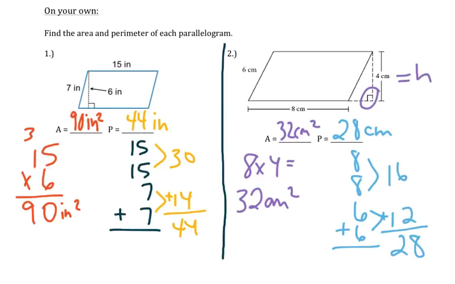So you can go ahead and check your answers. My area for the first parallelogram was 90 inches squared, perimeter was 44 inches, and then for the second example, notice that I circled the right angle and this time the height is on the outside. So once again, the height and the base just have to make a right angle. So I multiplied 8 times 4 and got 32 centimeters squared. And then for perimeter, I added up 8 plus 8 plus 6 plus 6 because those are the outside measures of the shape, and I got 28 centimeters.